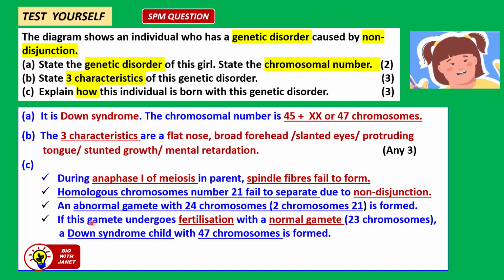Okay. Now, if this gamete undergoes fertilization with a normal gamete that has 23 chromosomes, a Down syndrome child with 47 chromosomes is born. The child will have 3 chromosomes 21. That's why we call it trisomy 21.